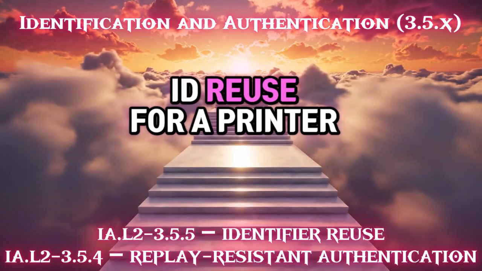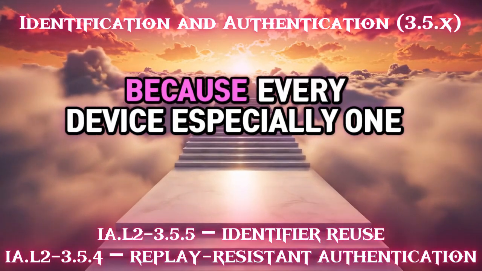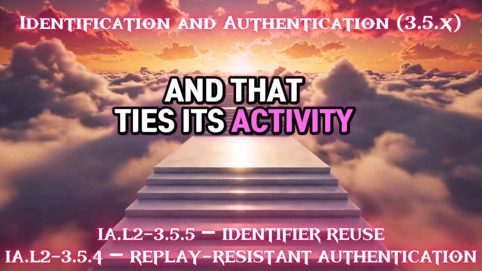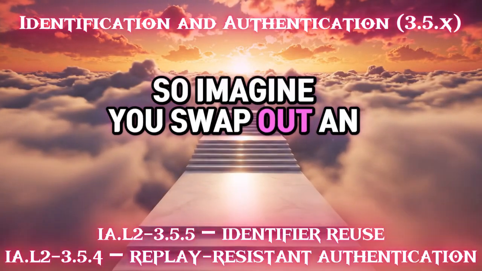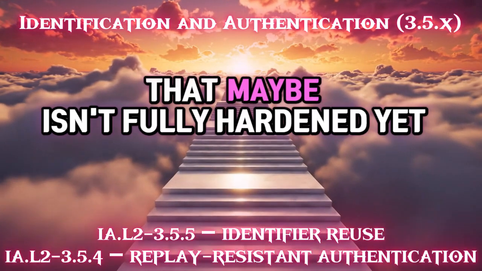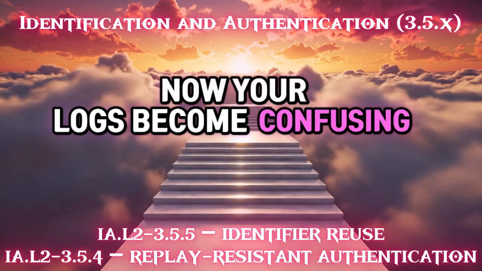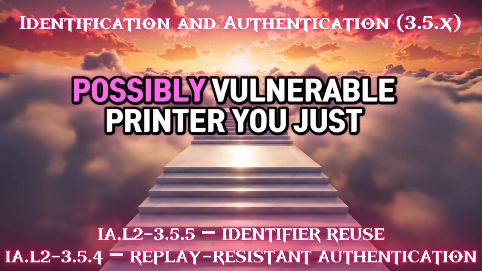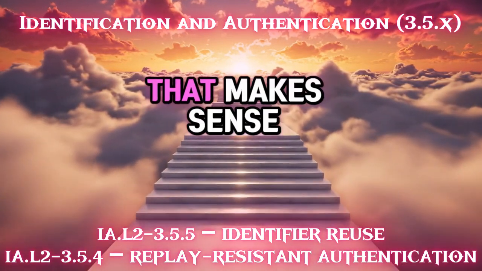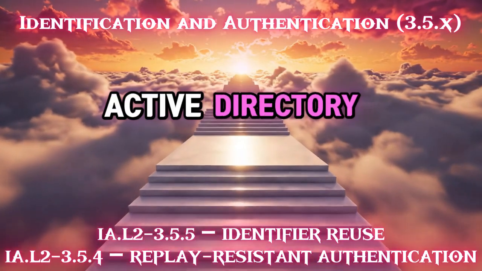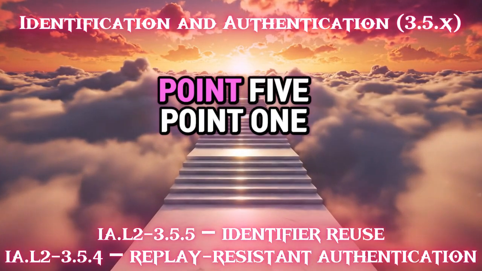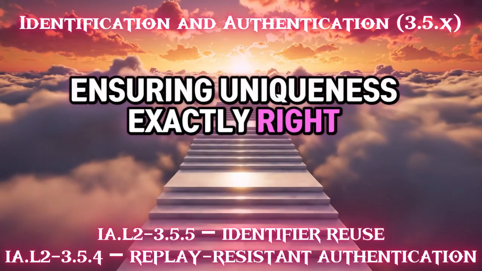Wait, really? ID reuse for a printer? Why does that matter so much? Because every device, especially one that logs onto the network, has some kind of identifier, right? And that ties its activity into your audit logs. So imagine you swap out an old printer and you immediately reuse its ID, say part 001, on a brand new printer that maybe isn't fully hardened yet. Now your logs become confusing. Is this log entry from the old, possibly vulnerable printer you just took offline, or the new one? You need that clear separation for the audit trail. Got it. Okay, that makes sense. And the tip here is just to disable IDs in Active Directory instead of deleting them. That helps prevent accidentally creating a duplicate later, which ties back to 3.5.1, ensuring uniqueness. Exactly right. It all connects.